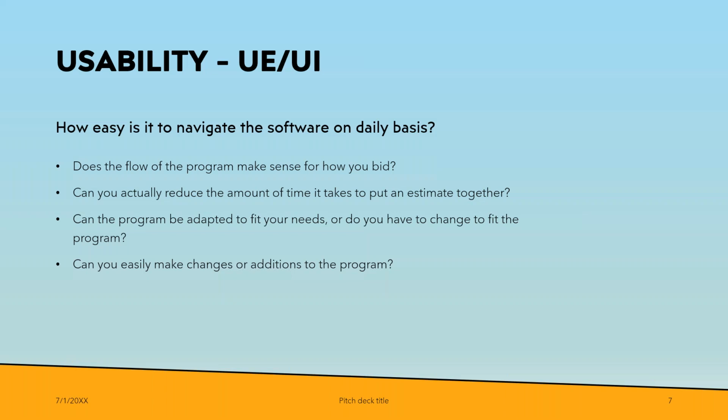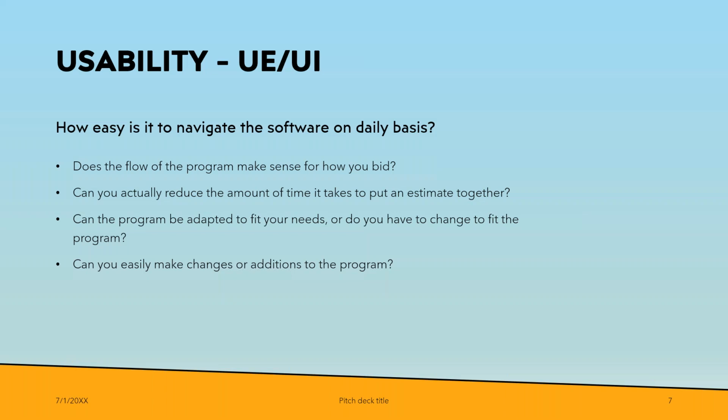Great, I've got a database of 1 million items. I'm really only going to use 1,000 of those. Can I create shortcuts to those 1,000 items, those 500 assemblies that I use most often? Can I lay out my dashboard for my estimates in a way that I want to see and view them, things like that? So look into it, ask questions, see if it's adaptable to fit how you like things.